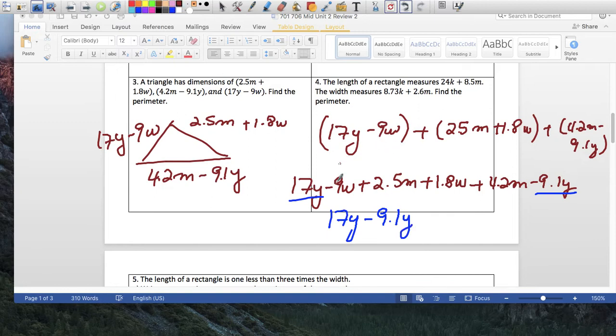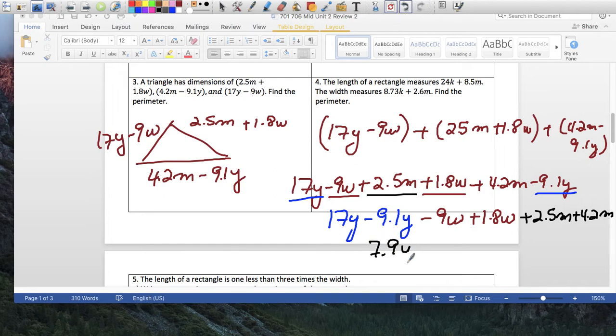Change colors. Is there a w? Yes, there's one w here and another w here. So it's minus 9w plus 1.8w. And the last thing I have, change colors again, is plus 2.5m plus 4.2m. When I subtract these two, it's a good time to use a calculator. 17 minus 9.1y should be 8. No, sorry. Should be 7.9y.